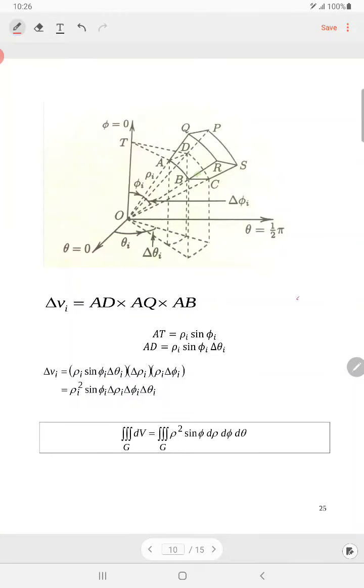Let's get AD. Here it says AD is rho i sine phi i delta theta i. So AD is this. This is really a circumference. Remember, we have the cone. So here AD is on the circumference of this circle, the circumference of that circle.